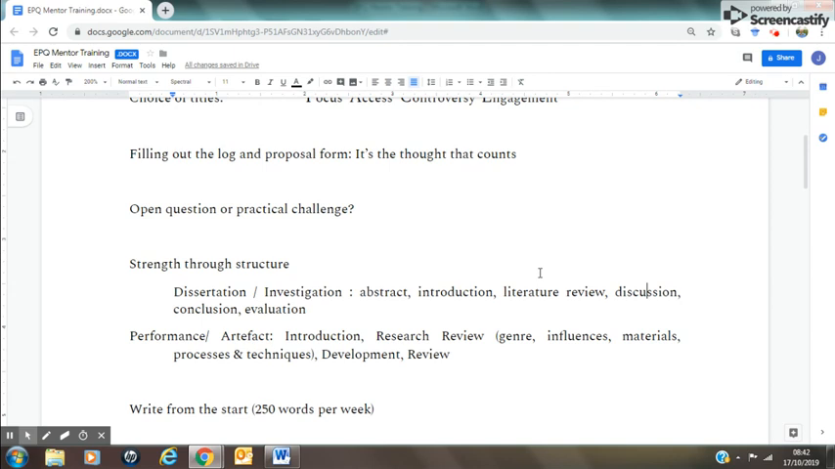Other points about that structure, just briefly, although it's laid out in a particular order, it's advisable to tell students that they don't necessarily need to try and write the abstract or introduction at the beginning.